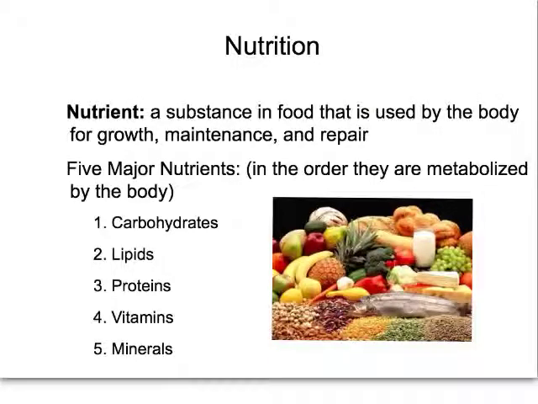All right, so let's talk a little bit about what you're putting in your body for it to digest. That's basically what we call nutrition. So nutrition is what you put in your body, and it is made of nutrients, which are substances in foods that are used by the body for growth, maintenance, and repair. And there are 5 major nutrients that our body uses and that food is made up of, and these are in order by which they are metabolized by the body: carbohydrates, lipids, proteins, vitamins, and minerals.